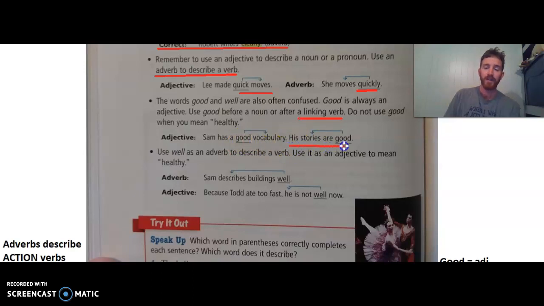We have another sentence here. Notice this one. His stories are good. Good is describing the stories. And notice here that it's not an action verb, it's a linking verb. It's telling us about the stories. Okay, so good describes the stories, and stories would be nouns. So that means good is an adjective. Okay, so again, this is where it's real close, kind of tricky to tell the difference sometimes.